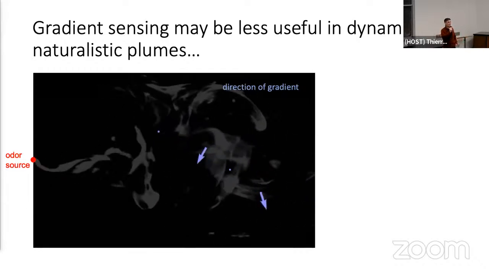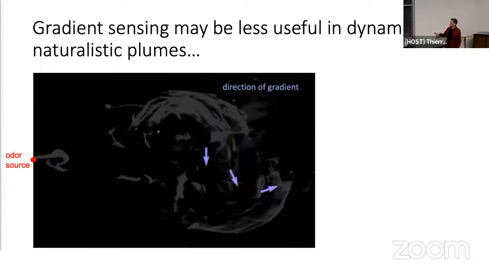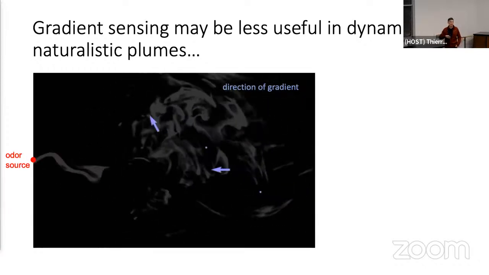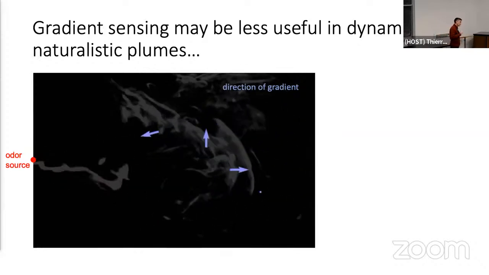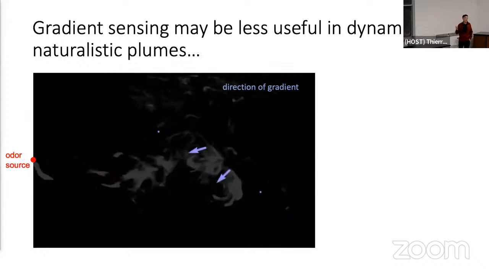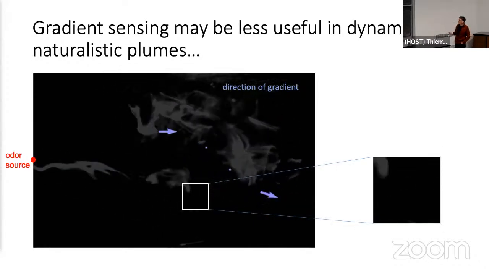Those experiments were done with a straight plume of odor. But when you have this kind of complicated signal, you see that the direction of the gradient is pointing in all directions, so it's not very useful. It's not a very good indicator of where the source is. So we were wondering if there's another type of signal.